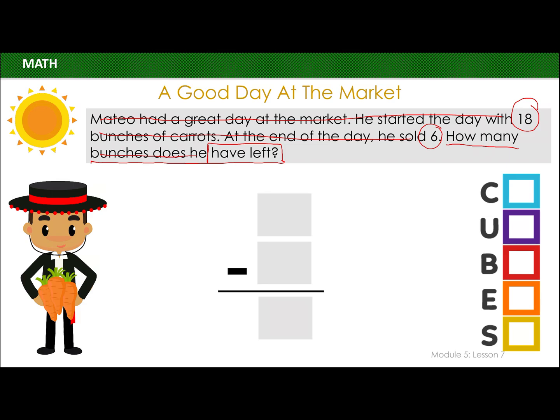Have left makes me think that I am doing subtraction. So bigger number on the top, 18 minus 6. I start with my ones, and I can do 8 minus 6. That is 2. And I bring down my 1 because 1 minus 0, because I don't have a tens there, is 1. So my answer is 12 bunches.